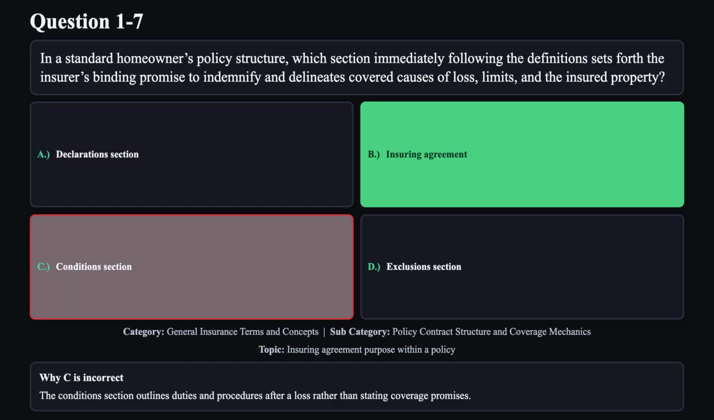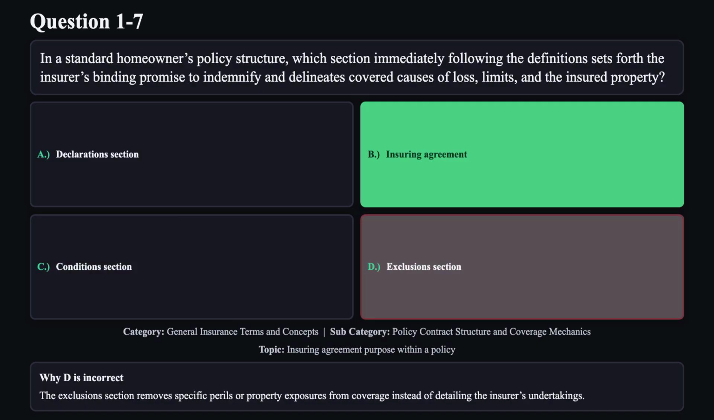Reason C is not correct. The conditions section outlines duties and procedures after a loss rather than stating coverage promises. Reason D is not correct. The exclusion section removes specific perils or property exposures from coverage instead of detailing the insurer's undertakings.